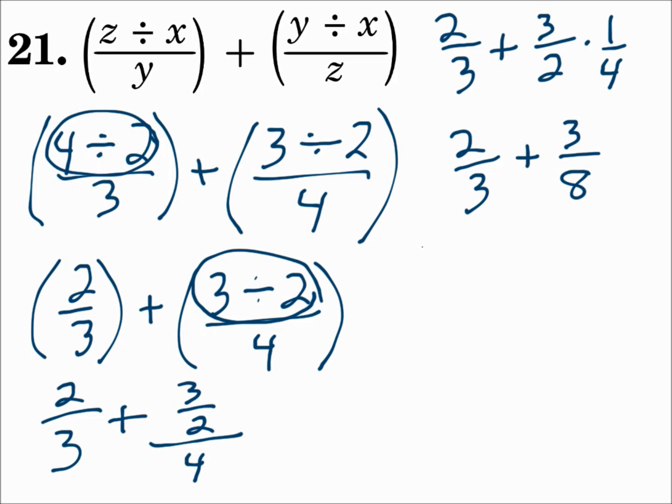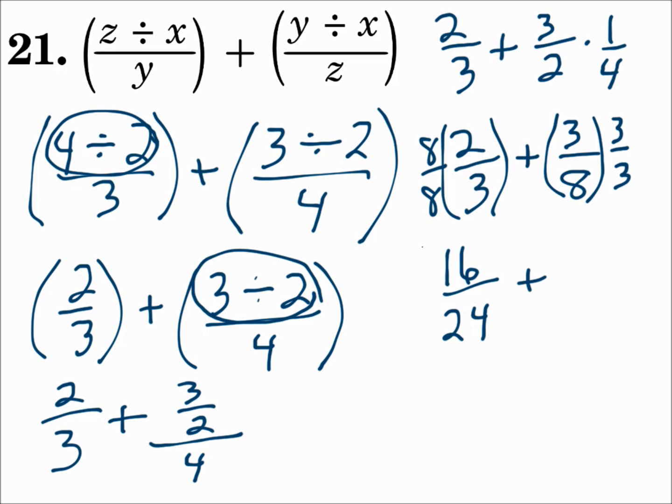I need a common denominator. The lowest common multiple of 3 and 8 is 24. 3 times 8 is 24. And 8 times 3 is 24. Your new fractions are 16 over 24 and 9 over 24. And when you add those together, you get 25 over 24.